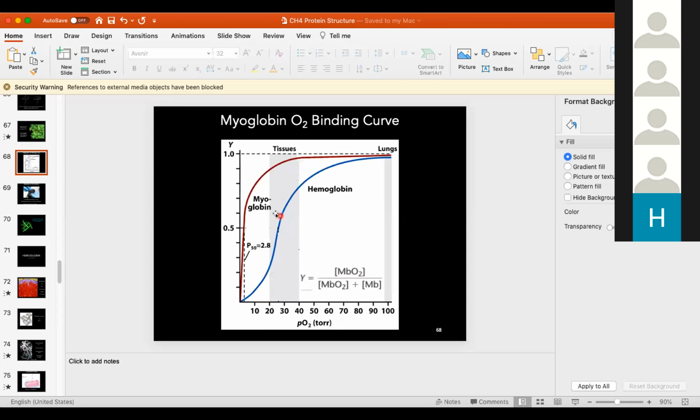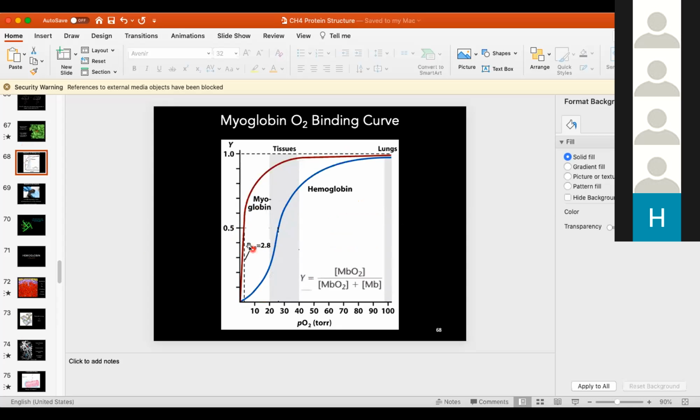If I were to take this blue curve and shift it super far to the right, it's going to start looking really close to this myoglobin curve. And remember, I said myoglobin binds oxygen really well. I mean, it has that really low P50 value. So maybe that's a way to remember the difference between the left shift and the right shift.